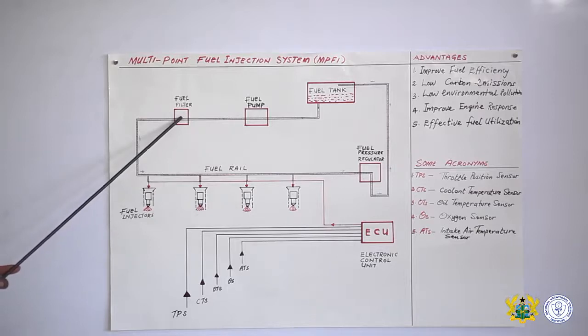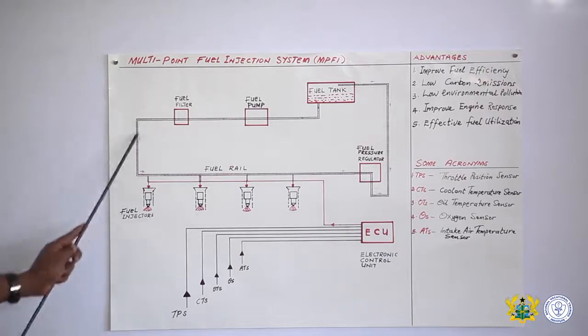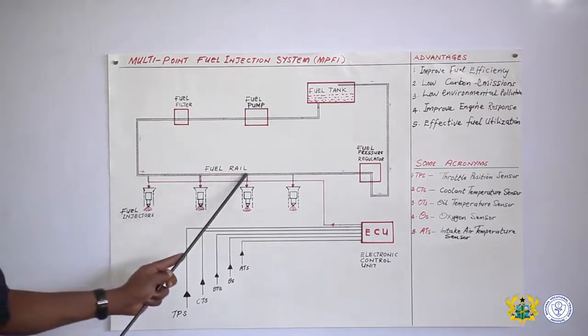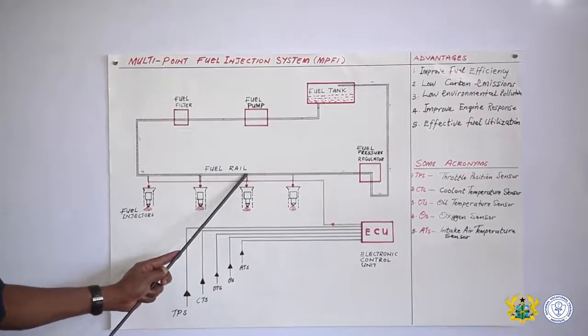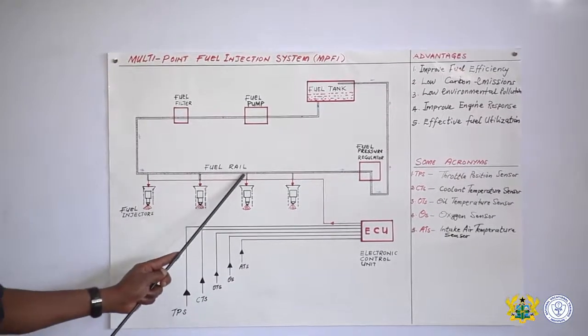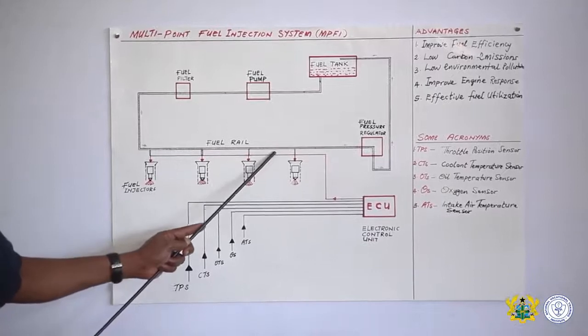This fuel is therefore filtered to make sure that clean fuel gets into your engine. Then the fuel comes into the fuel rail, which is pressurized and stays in there and waits till the time that each of the injectors will be signaled to supply fuel into the system.